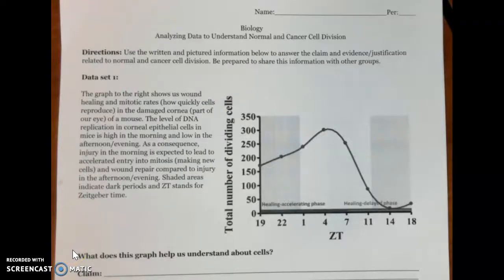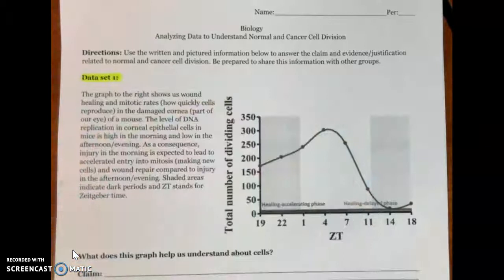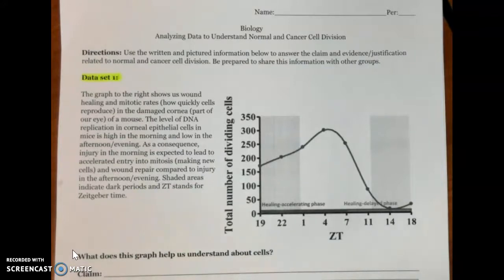Welcome. If you are watching this video right now, it is because you and your group have been assigned Dataset 1. As we go through this video, I'm going to read this and try to explain it to help you understand it as much as possible, as well as see what's going on in the graph off to the right over here.